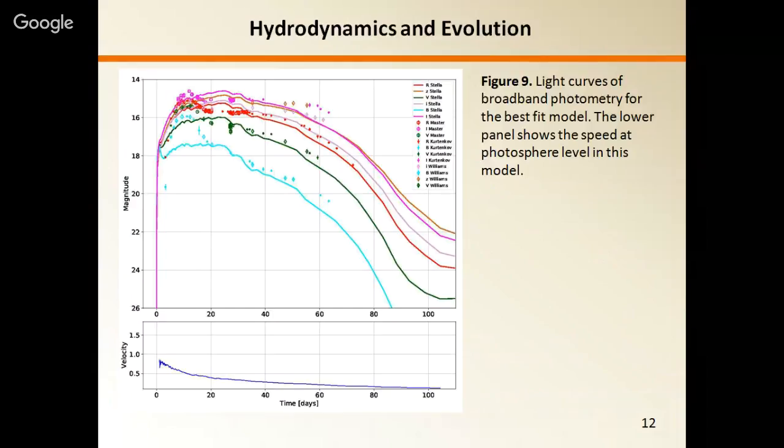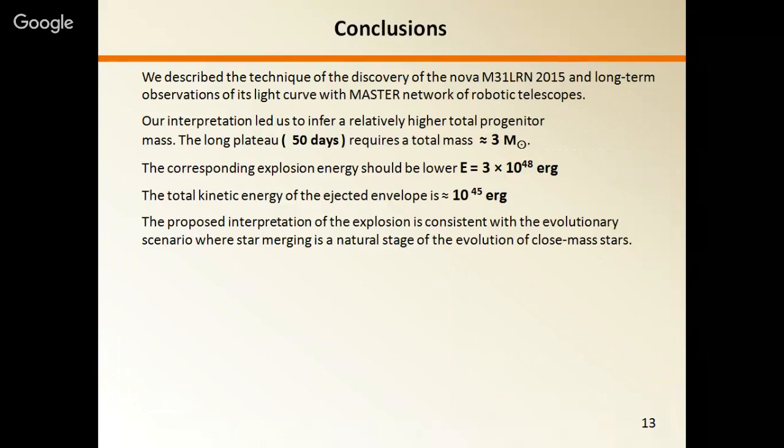We described a technique of discovery of nova M31LRM and long-term observation of its light curve with the MASTER network of robotic telescopes. Our interpretation led us to infer relatively high total progenitor mass. The long plateau, 50 days, required total mass 3 solar mass.